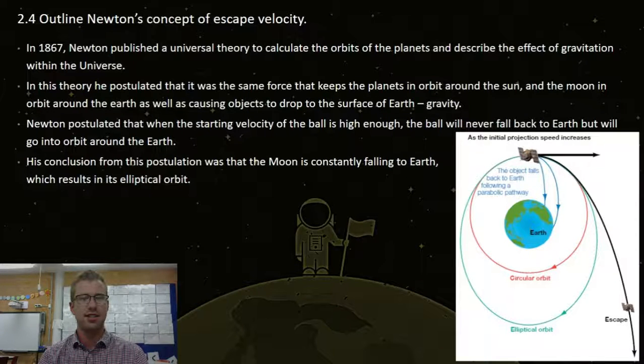So in 1867, Newton published a universal theory to calculate the orbits of the planets and describe the effects of gravitation within the universe. Highly important in that time period and still important today.